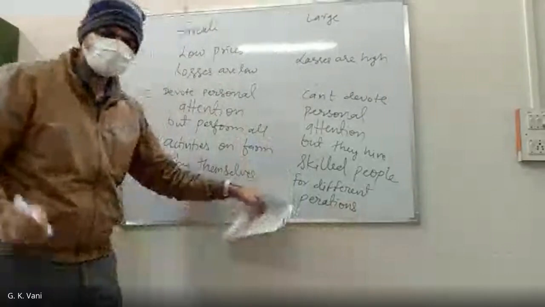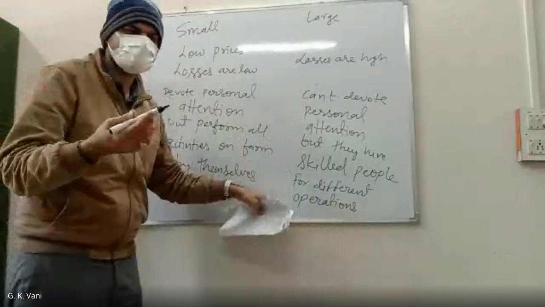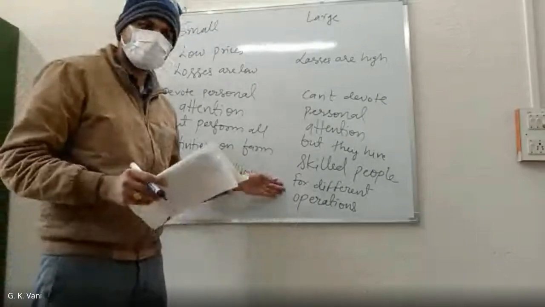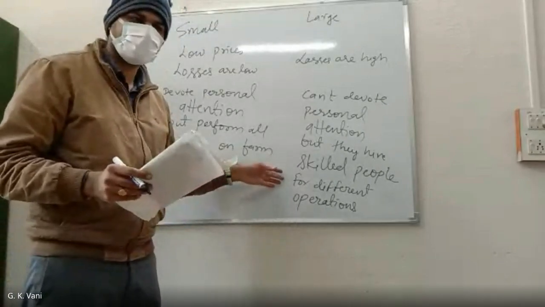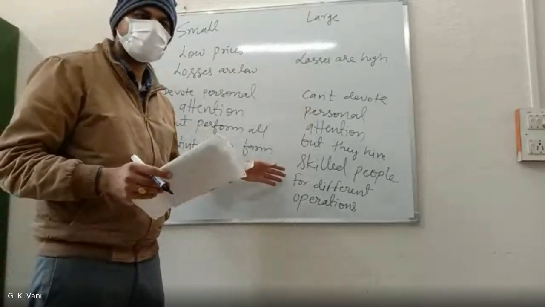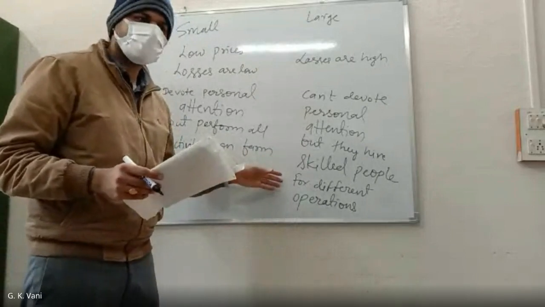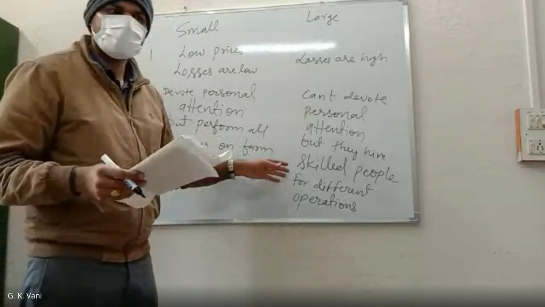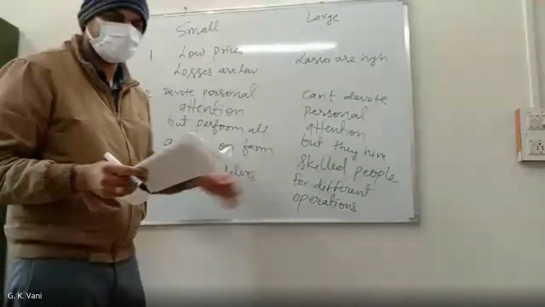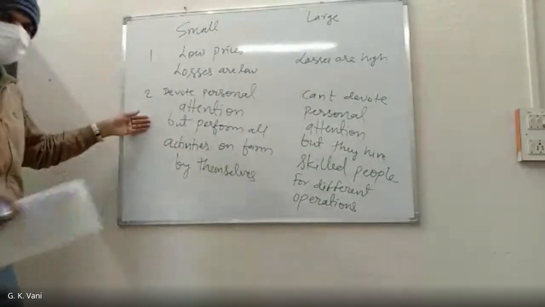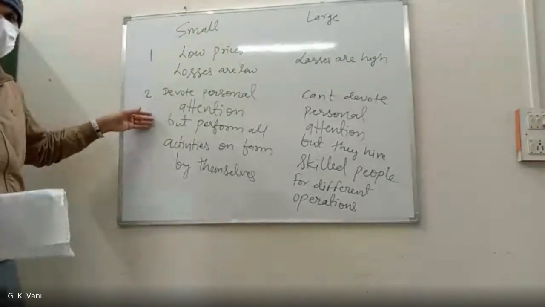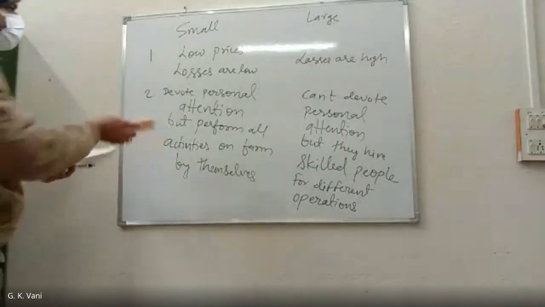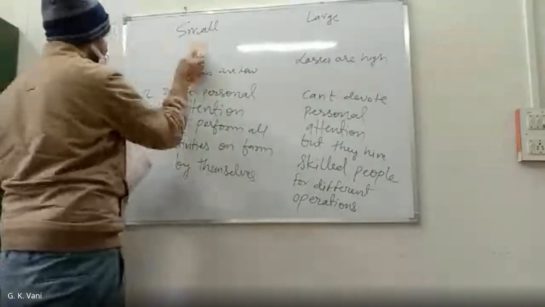Different operations require skilled specialization. So they will have a different person for marketing, a different person for agronomy, a different person to cater to the needs of livestock, and a different person looking after the finance, cash flow, balance sheet, everything, right? Small farms can't do so. They don't have that much money, right?